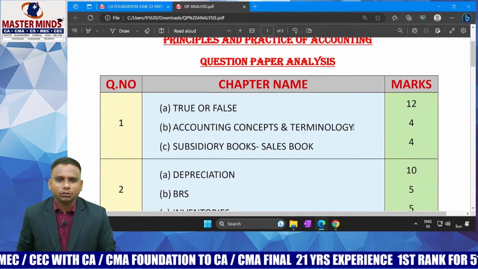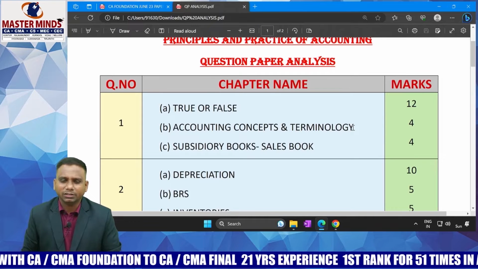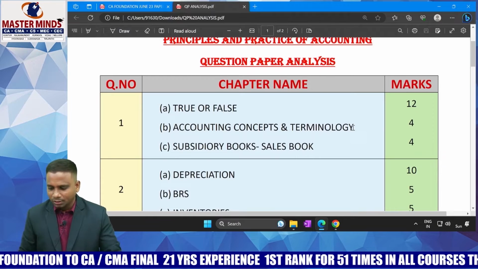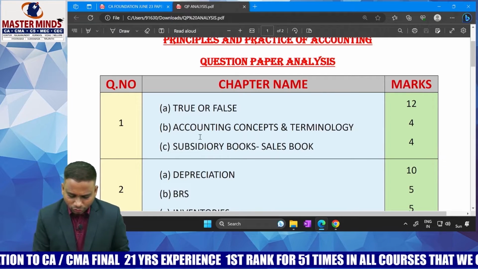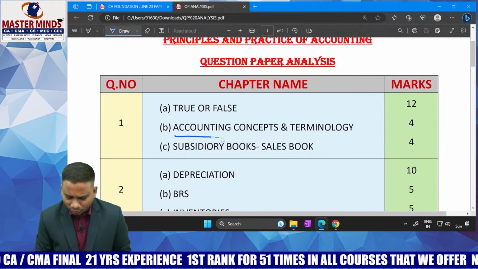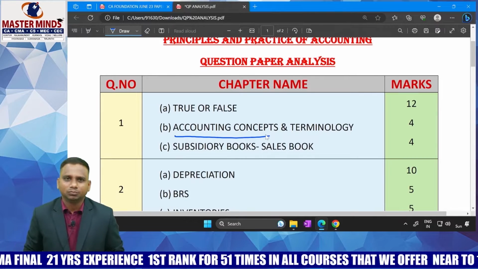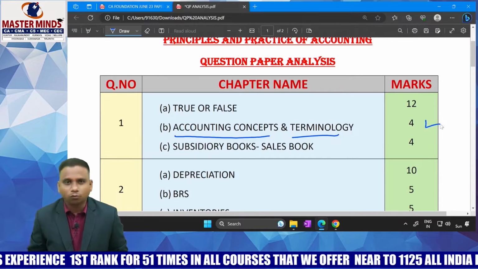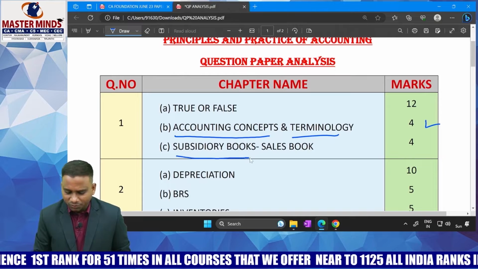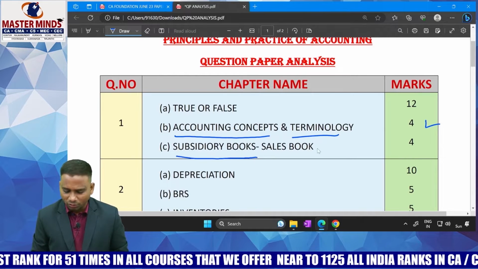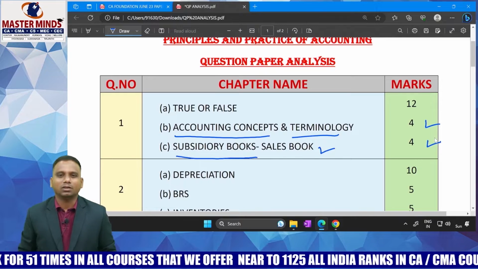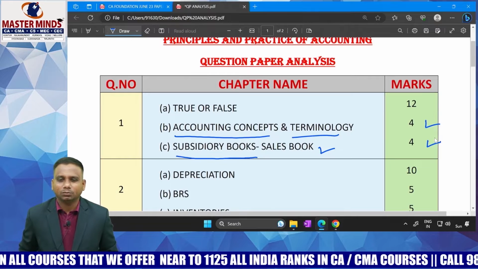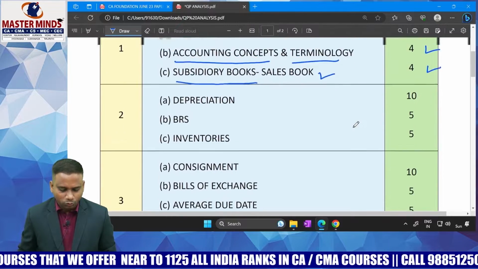Now look at the first question. We have 6 true or false statements, and these we have got from different chapters. 6 into 2, 12 marks. Next we got another question, that is from accounting concepts. If you see the materiality concept, like that they asked from accounting concepts and some terminology, that is for 4 marks. At the same time, out of subsidiary books they have asked a sales book for 4 marks. So I hope this question number 1 is easy for us. Yes or no?